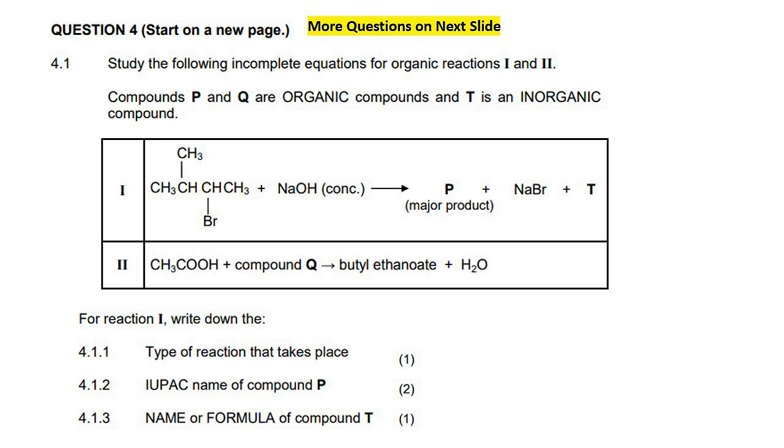Okay, so it says study the following equations for organic reactions number 1 and number 2. The compounds P and Q are organic and T is inorganic. Okay, for reaction number 1, write down the type. Type could be like combustion, esterification, elimination, addition, substitution, things like that. So you need to understand your reactions really well. You need to understand, for example, that this is a haloalkane. So let's write that down.